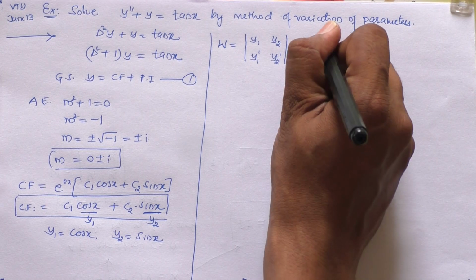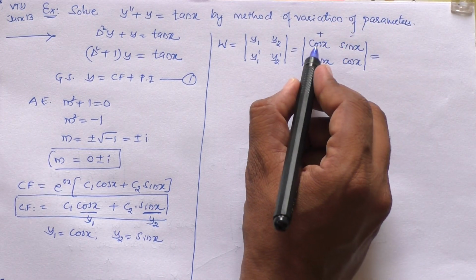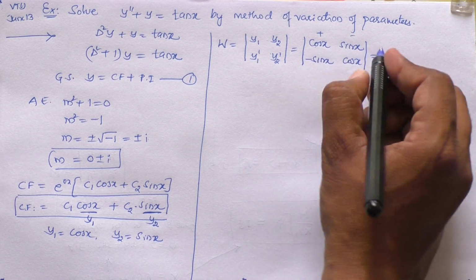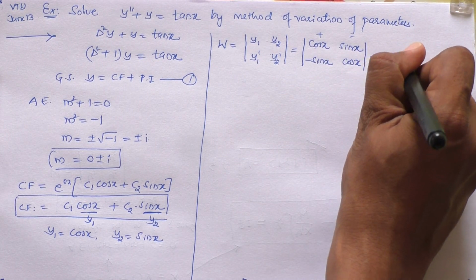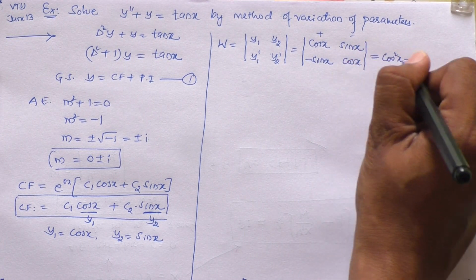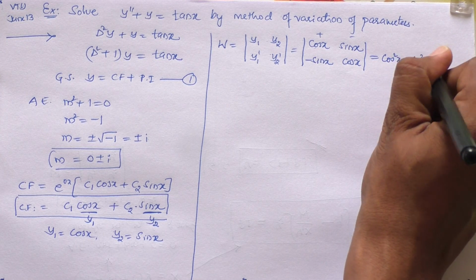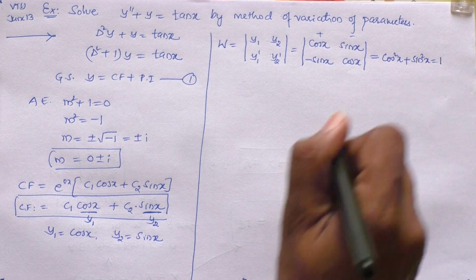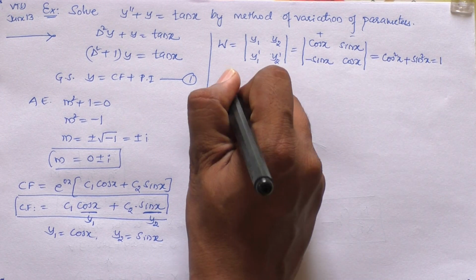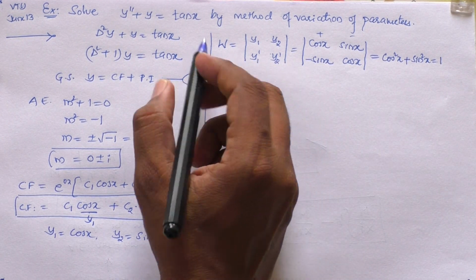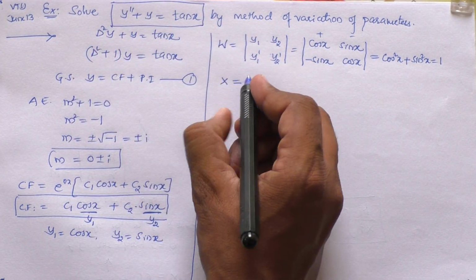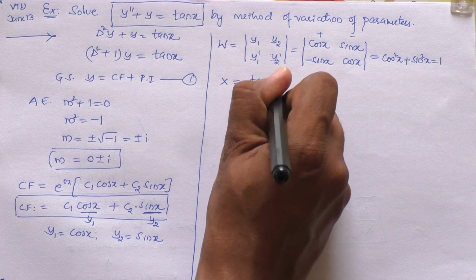So now it is a determinant. So solve the determinant, plus minus. For a 2 cross 2, first multiply the principal diagonal elements, cos x into cos x, cos square x, minus this minus sin x into sin x. So it will be plus sin square x. So sin square x plus cos square x, this value is 1. So W value is 1. Now capital X. So here capital X means the x term in the given problem. So the x term in the given problem is tan x. So capital X is tan x.